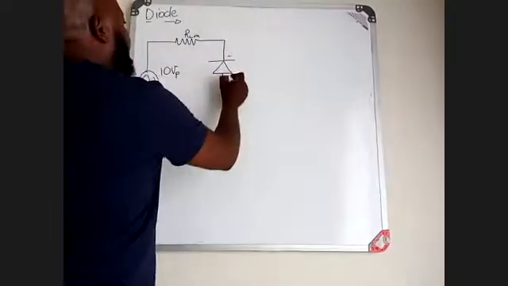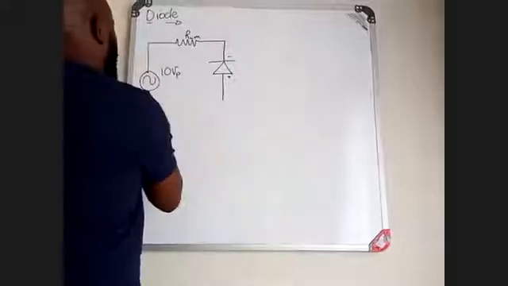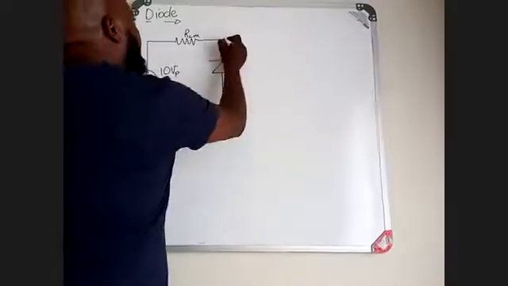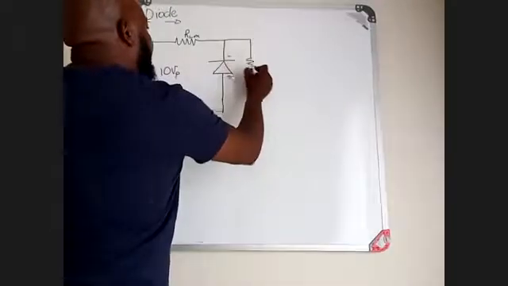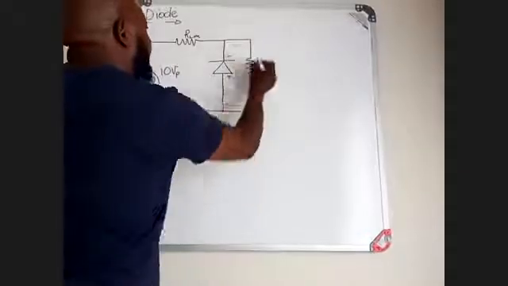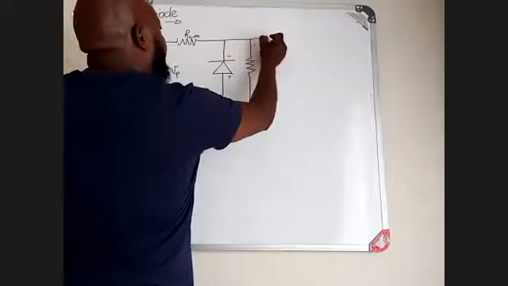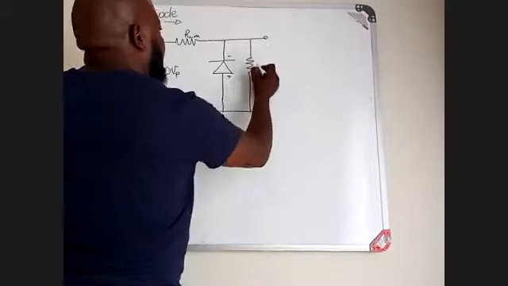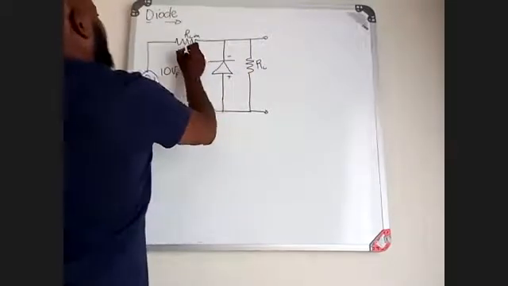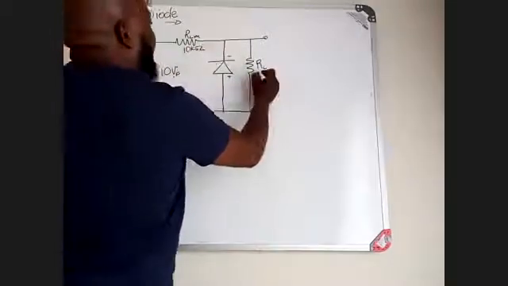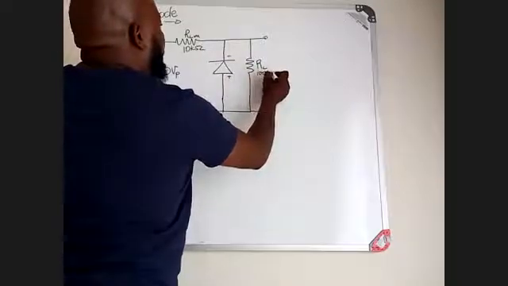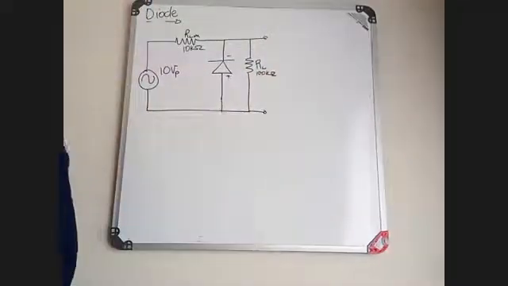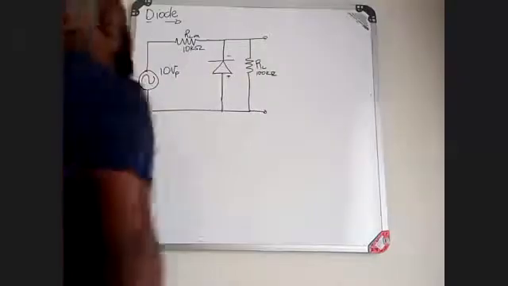That is the negative, that is the positive. Then you have your resistor there, which is your output resistor. That is your RL, your 10 kilo ohm resistor, your 100 kilo ohm resistor.